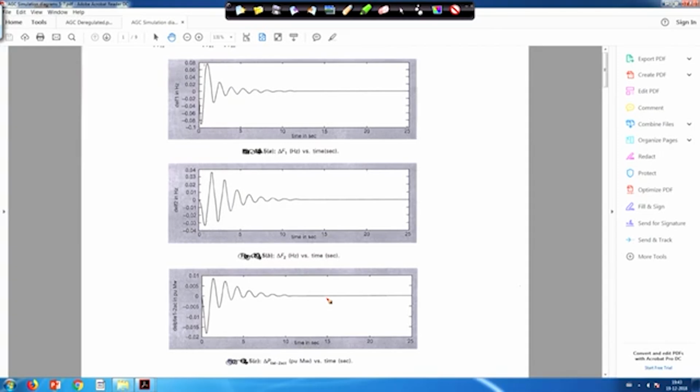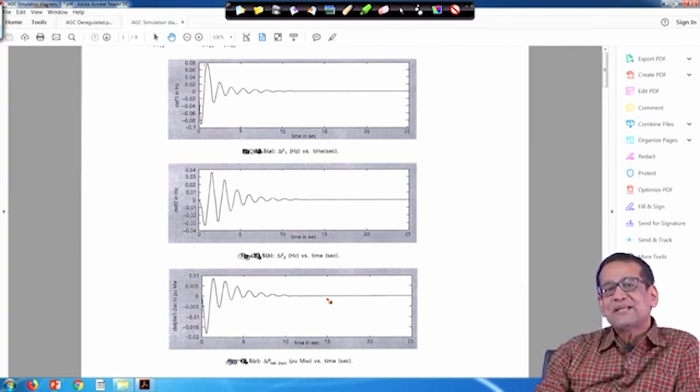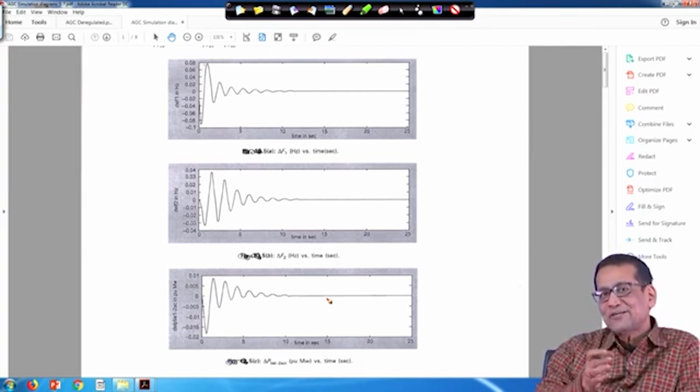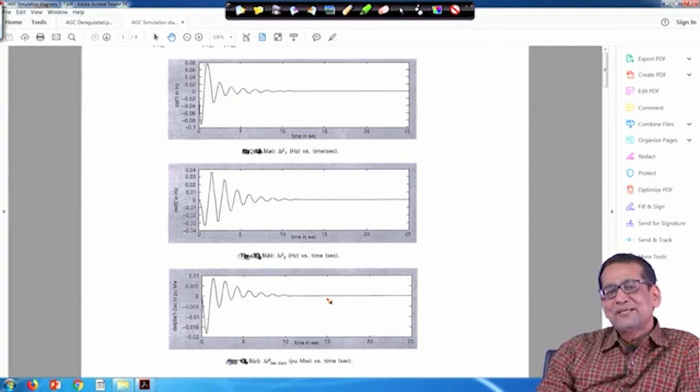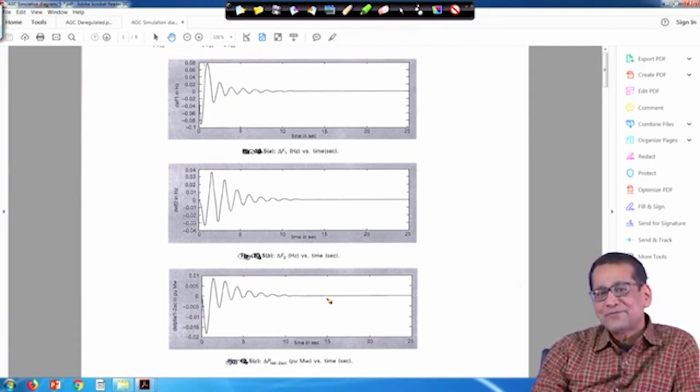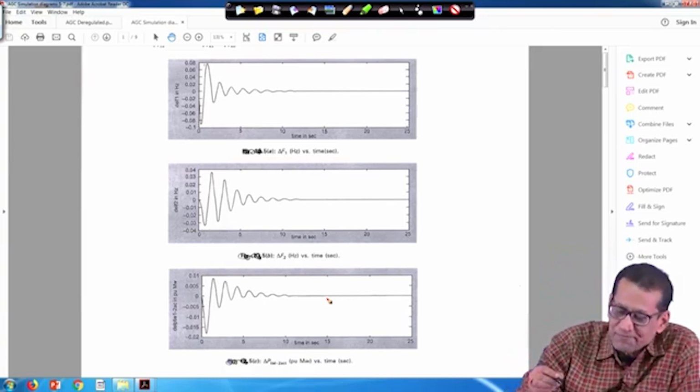This is simulation, but I suggest you do this the way we made the steady state analysis for conventional AGC, where we gave the expression of delta f SS and delta P tie 1 to 2 SS steady state error. Here also, for the deregulated case, it is a small exercise for you: derive it, and you will find it is 0.